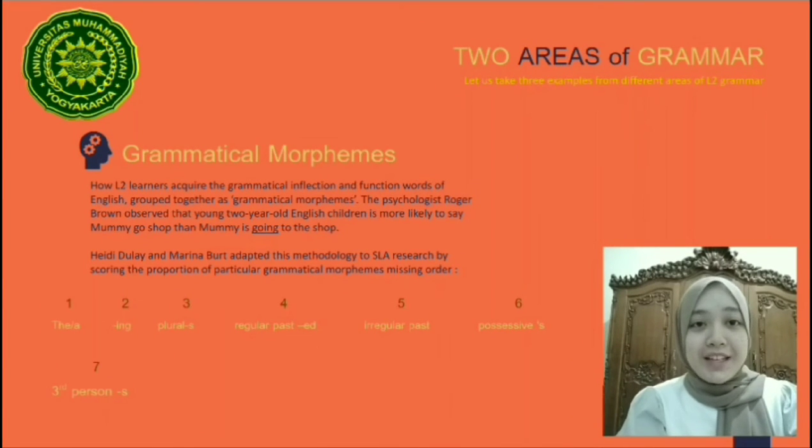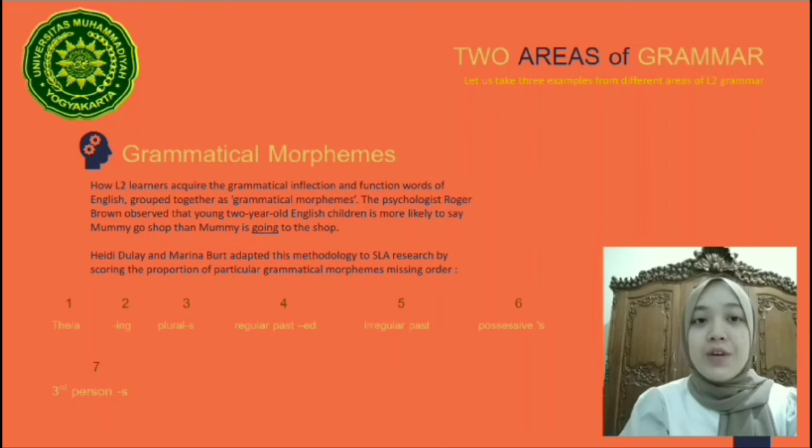I'm going to present grammatical morphemes, which is one of the two areas of grammar. So what are grammatical morphemes? Grammatical morphemes is how L2 learners acquire the grammatical inflections and function words of English, grouped together as grammatical morphemes.